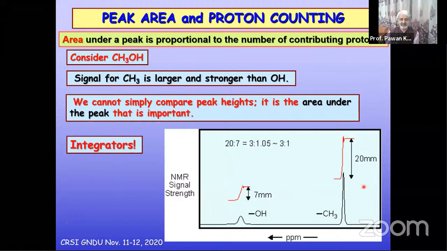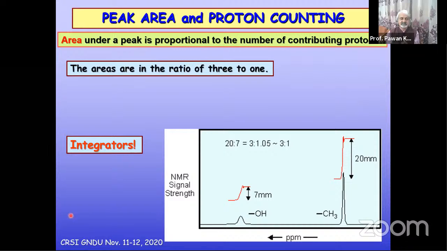Say, for example, here in this case, this is 20 mm and this is 7 mm. So the areas under the peaks are in the ratio 20:7, which is 3:1.05, and the whole number ratio is 3:1. That means if there are 3 protons here, then 1 proton is here. So nowadays we have automatic integrators, and with that integrator, it is telling me that the areas are in the ratio of 3:1, right?